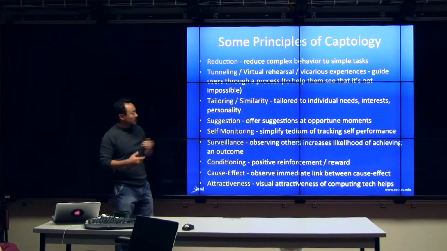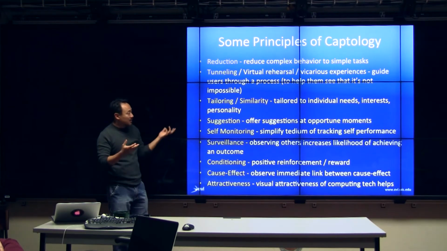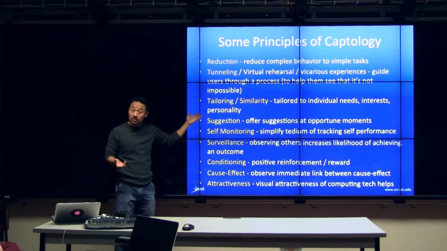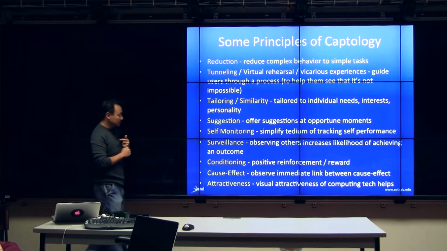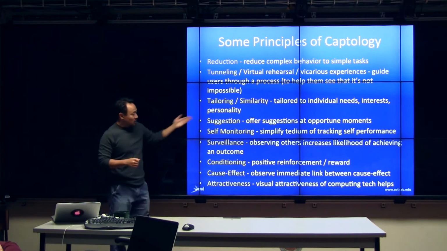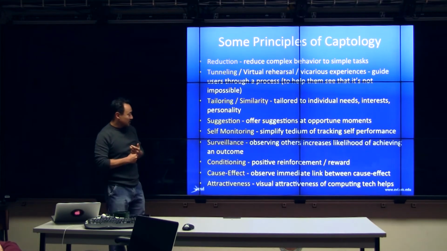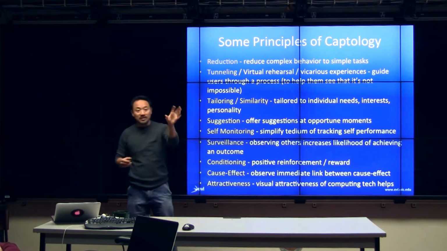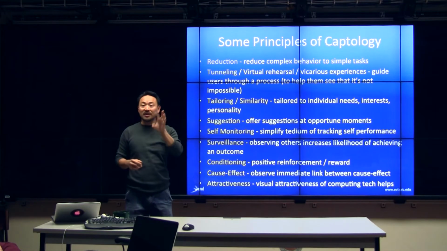Tailoring, similarity: basically tailor to individual needs and interests. I mean, this is basically what Sergel wants to do with coping peers. Suggestion: offer suggestions at the opportune moments. That's obvious. Self-monitoring.